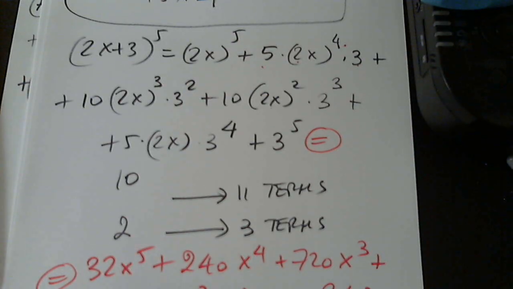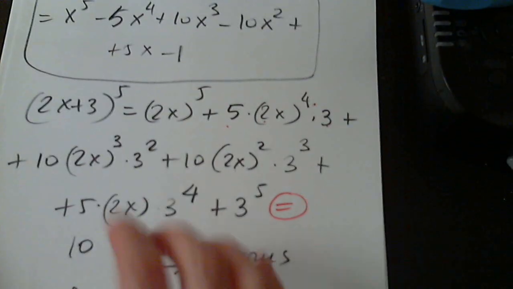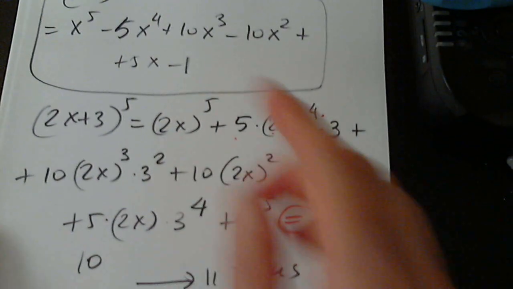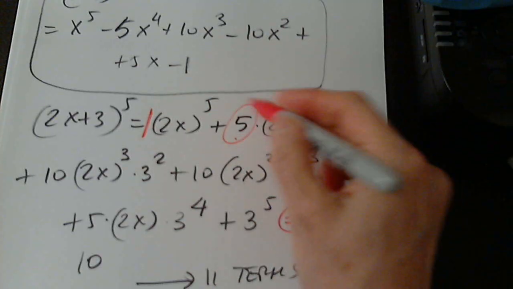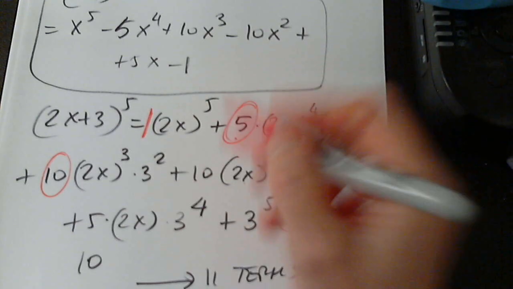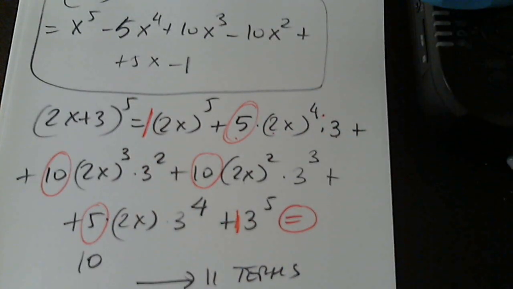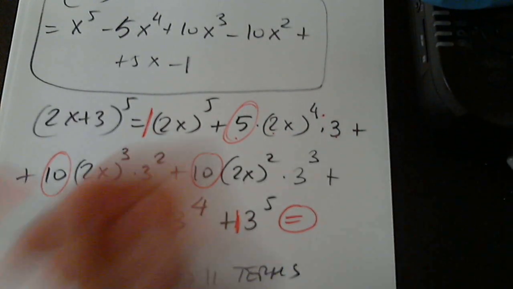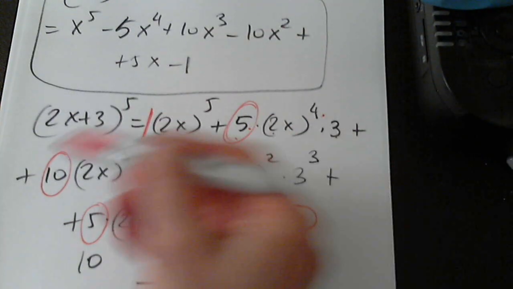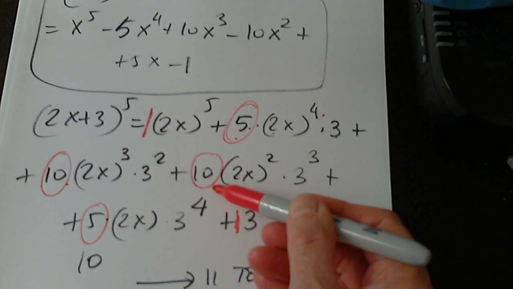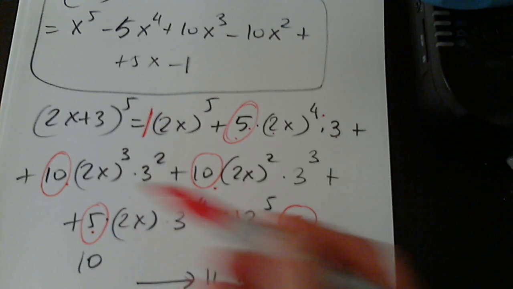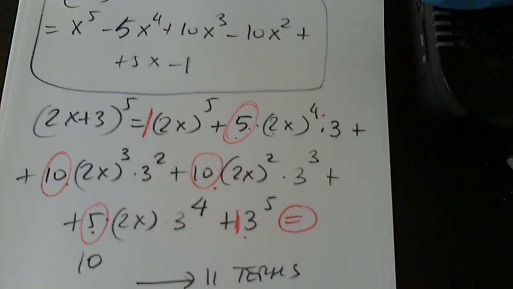Do you think it would be beneficial to write out that triangle or print something out that has that? Yes, or you can determine the coefficients, these ones in front. These can be determined with 5 choose 0, 5 choose 1, 5 choose 2, 5 choose 3, 5 choose 4, 5 choose 5.